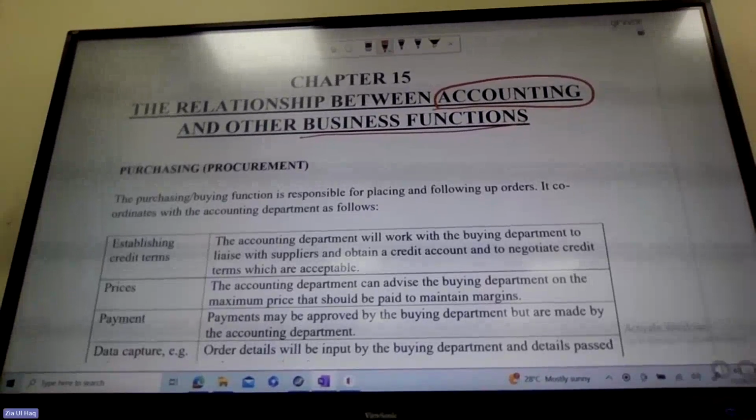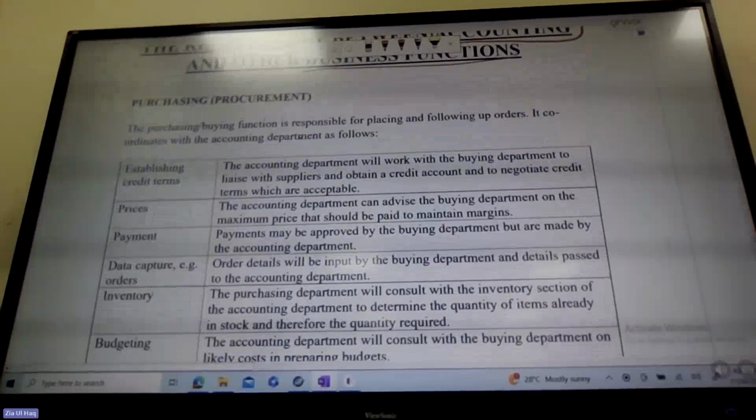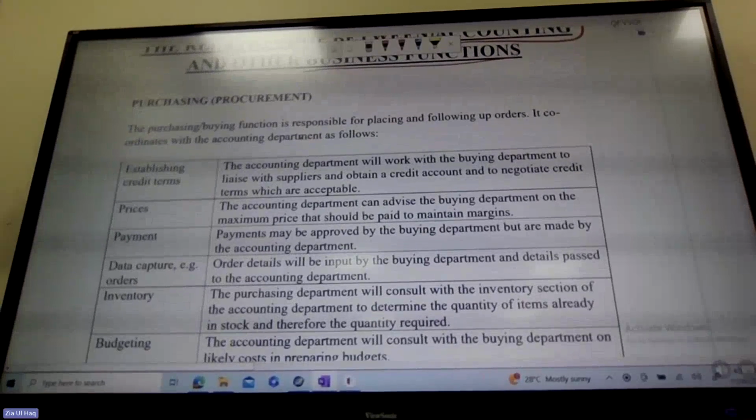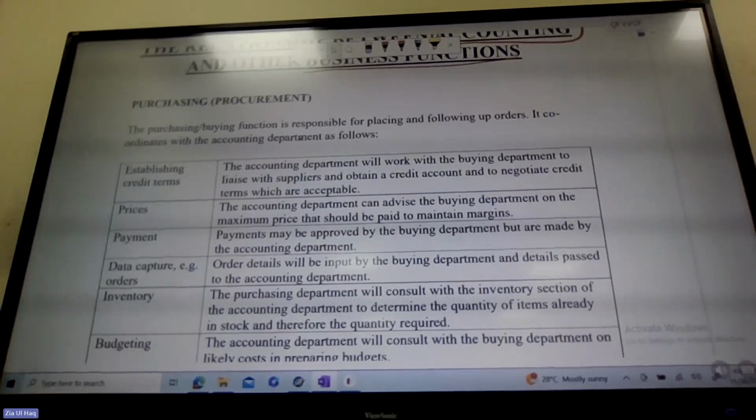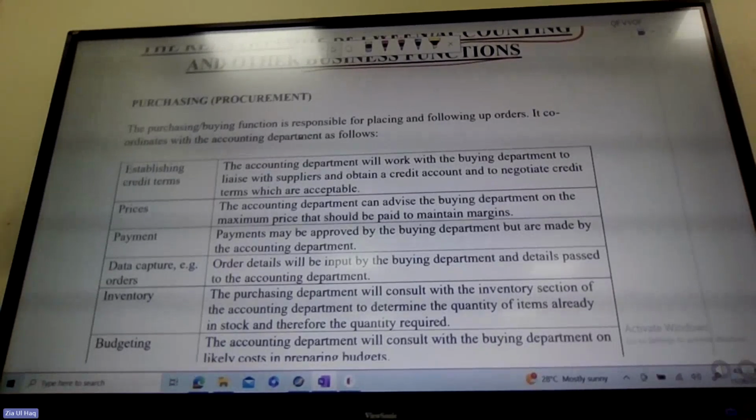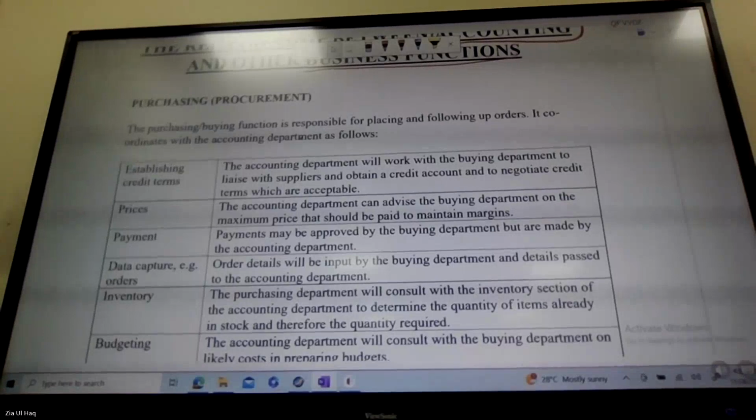We're going to discuss that now. First, relating to the purchase department. What is the relationship between accounting and the purchase department? Why are they linked with each other? What kind of information is required by the accounting department from purchase, or by purchase from the accounting department? Regarding what matters do these departments communicate with each other?